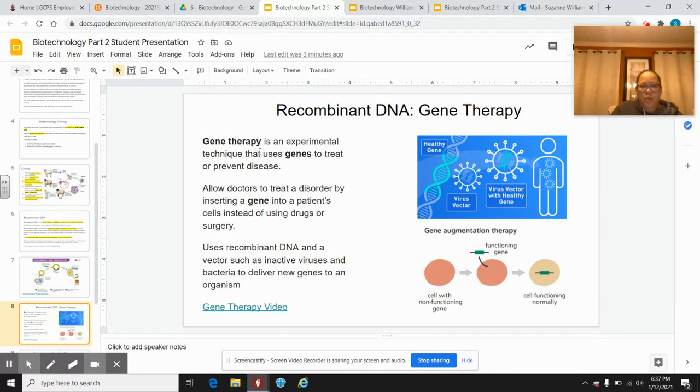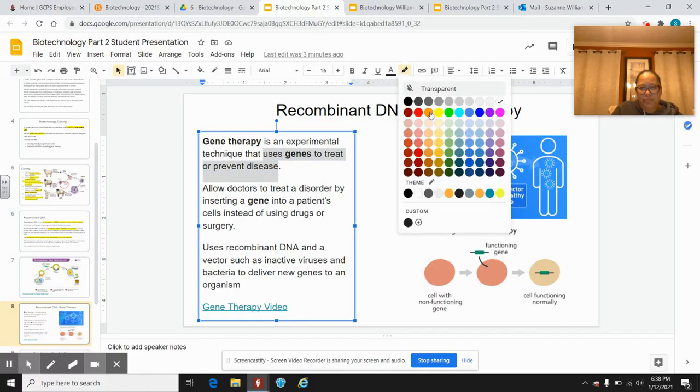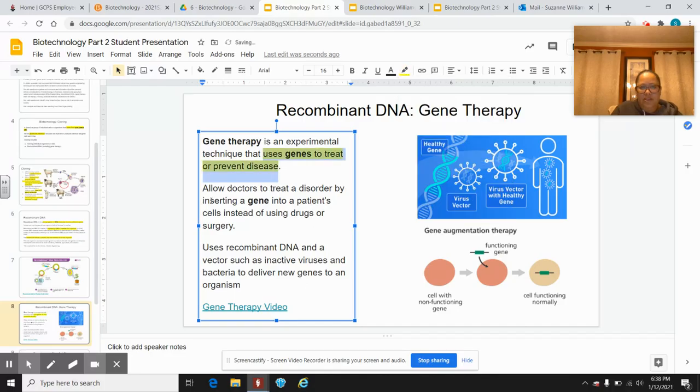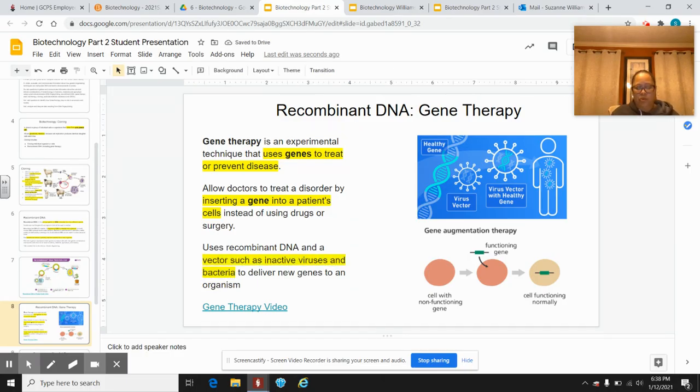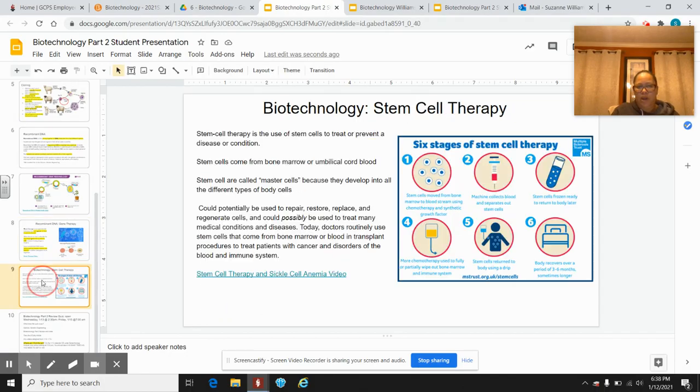Okay, so we're going to highlight that gene therapy uses genes to treat or prevent disease. It's inserting the gene into the patient's cells, and the vector can be an inactive virus or bacteria. And you are going to pause and watch the very short gene therapy video, and then you're going to come back. We're almost done.